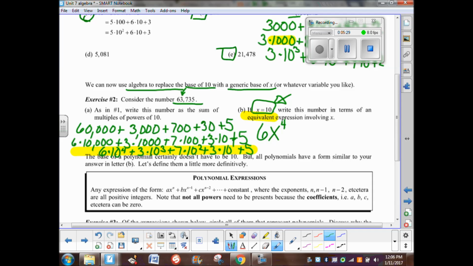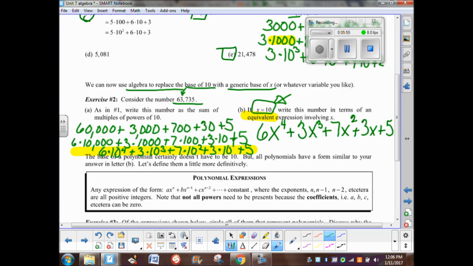So we get 6x to the 4th power. Notice what I'm doing. I'm going right from here, okay? I'm going to erase that because that's going to get in front of my next problem. Plus 3x to the 3rd power plus 7x to the 2nd power plus 3x plus 5.